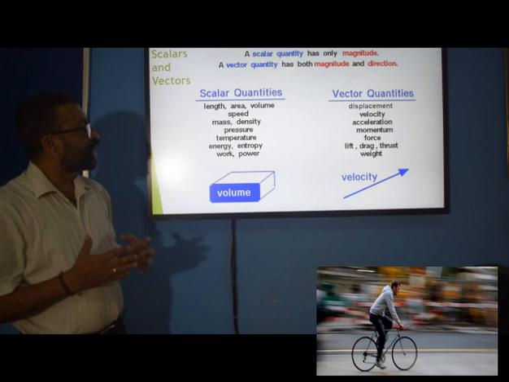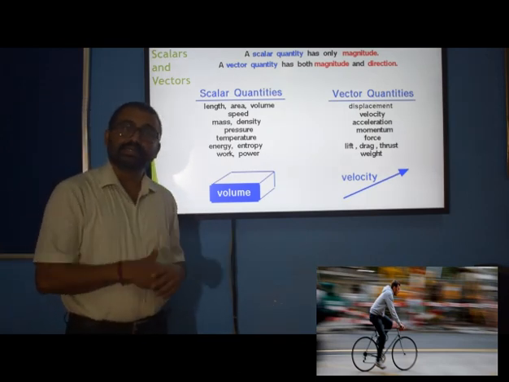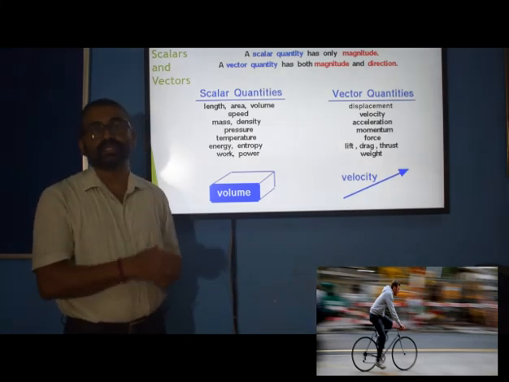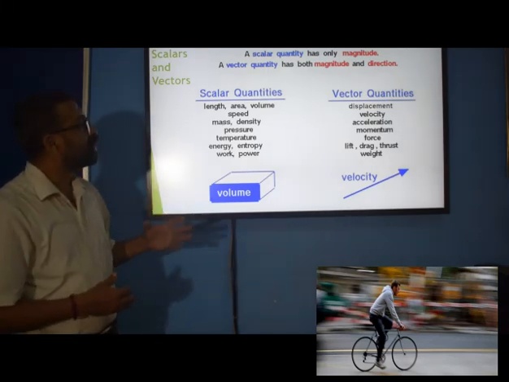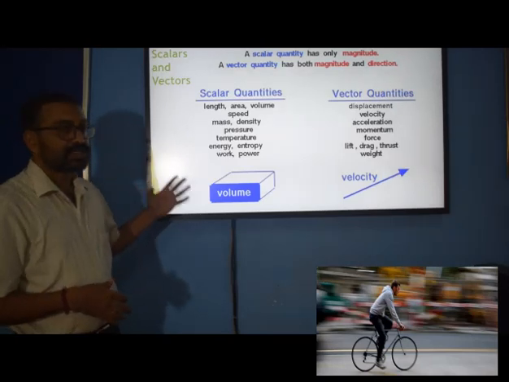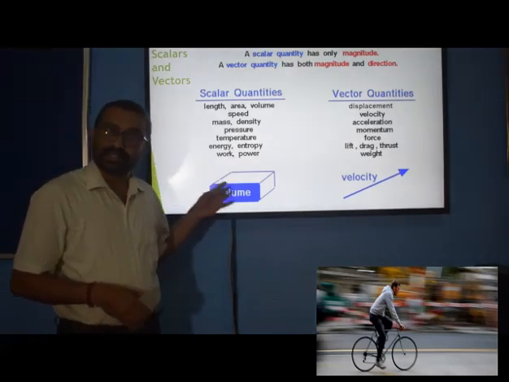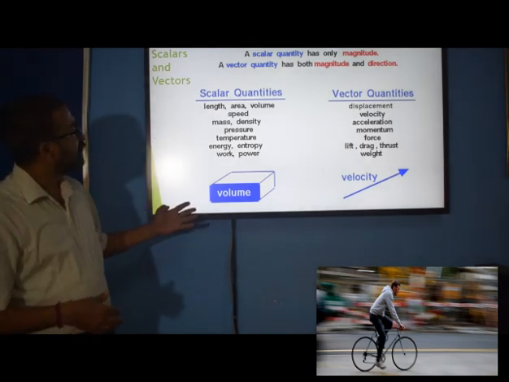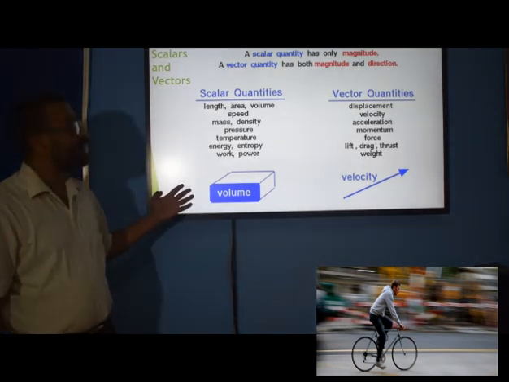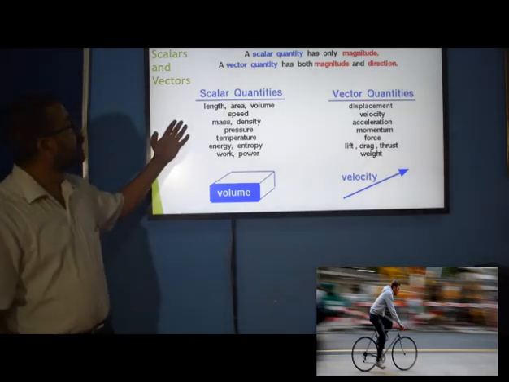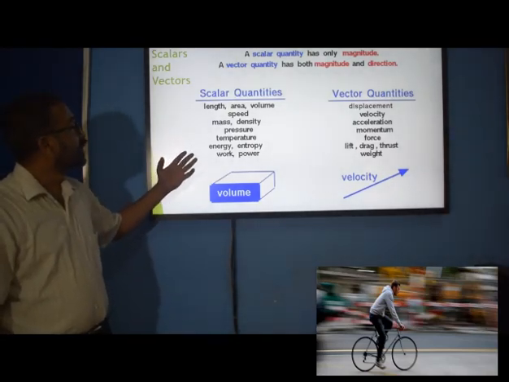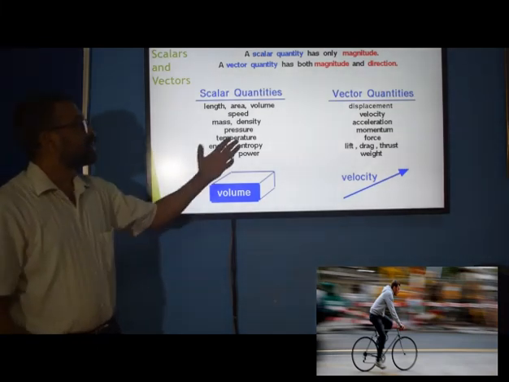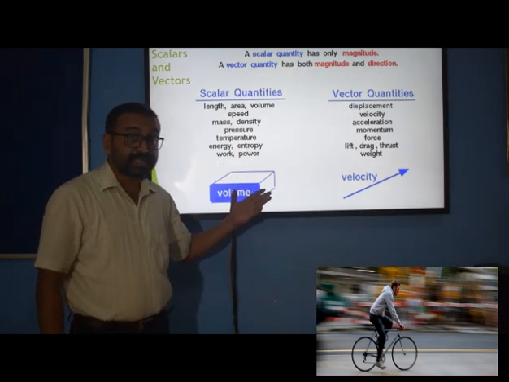Those quantities to which we attach a certain direction, that means if a quantity is specified with a certain direction, such quantities are called vector quantities. Where the quantities are not specified with a particular direction, such quantities are called scalar quantities. A lot of examples are there for scalar quantities as well as vector quantities. See this one: length, area, volume, speed, mass, density, pressure, all these are examples of scalar quantities. Whereas vector quantities include displacement.